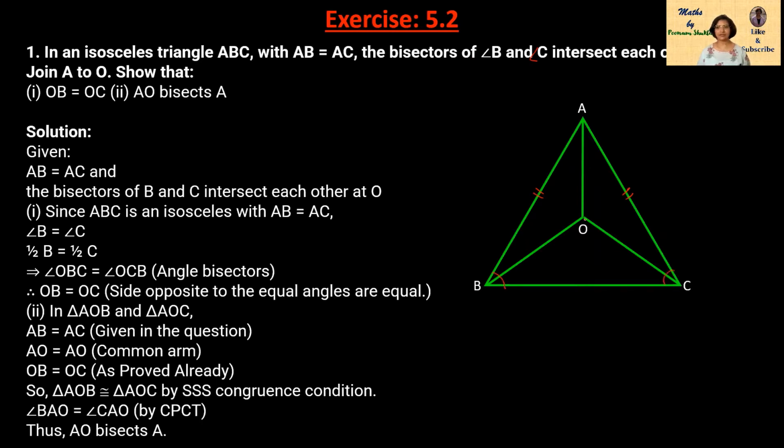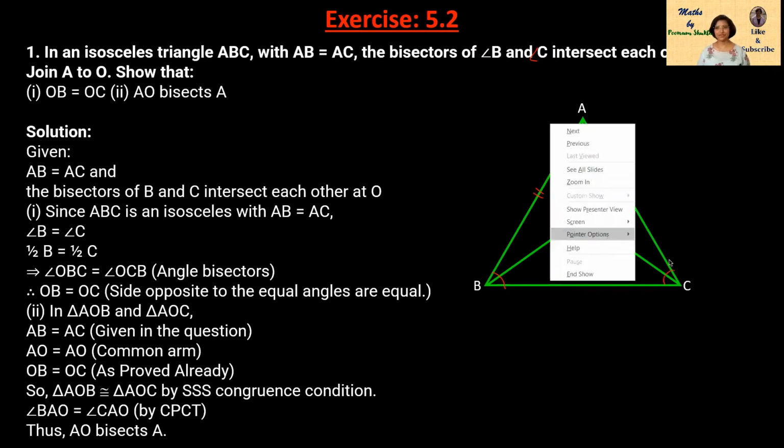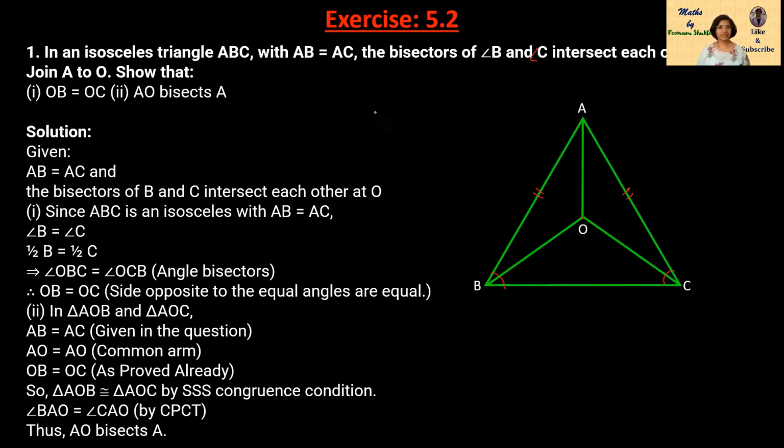These are the bisector lines, and these are intersecting at point O. So it makes OB and OC. So here join A to O, and we have joined this O to A. So what to prove? What is to be shown? To show that OB equals OC. We have to prove this first.